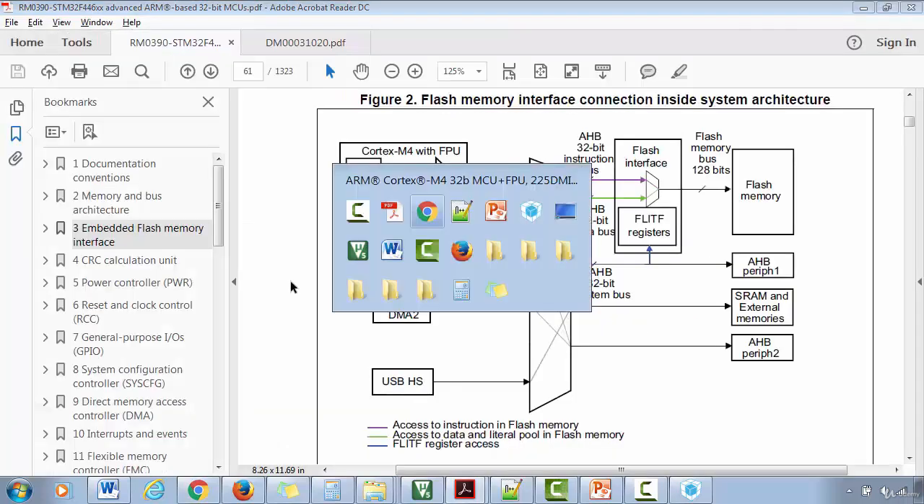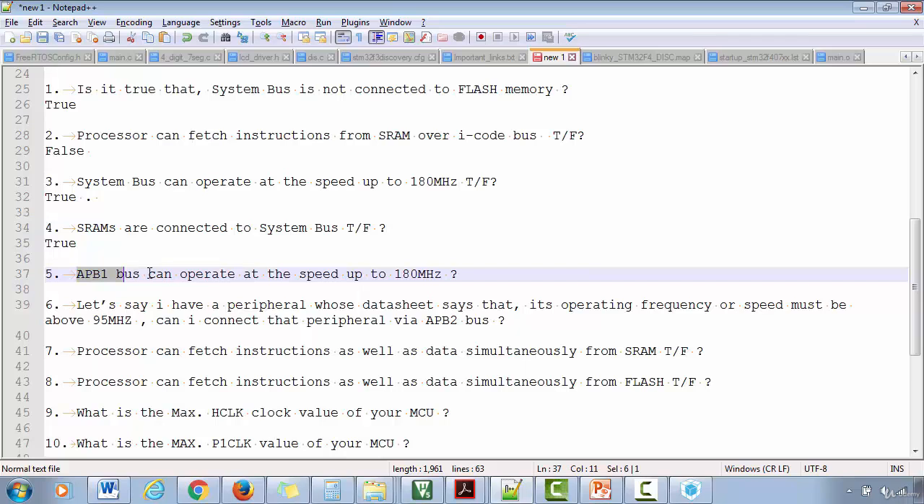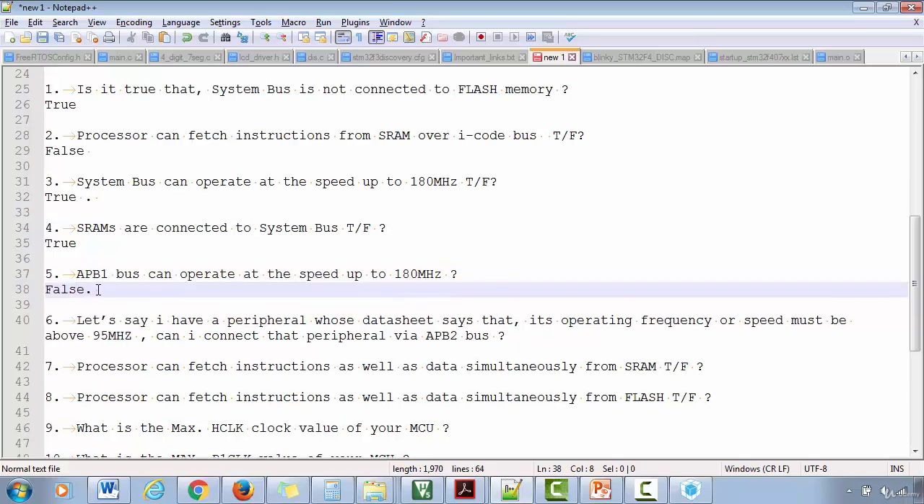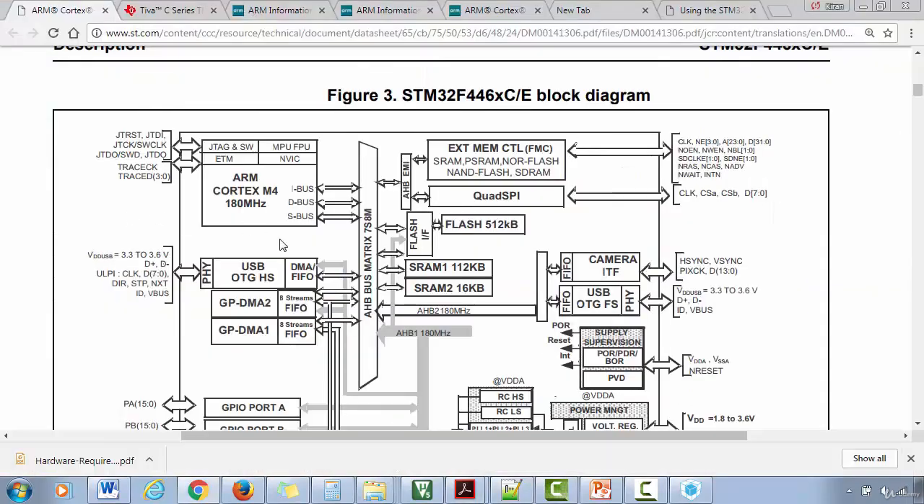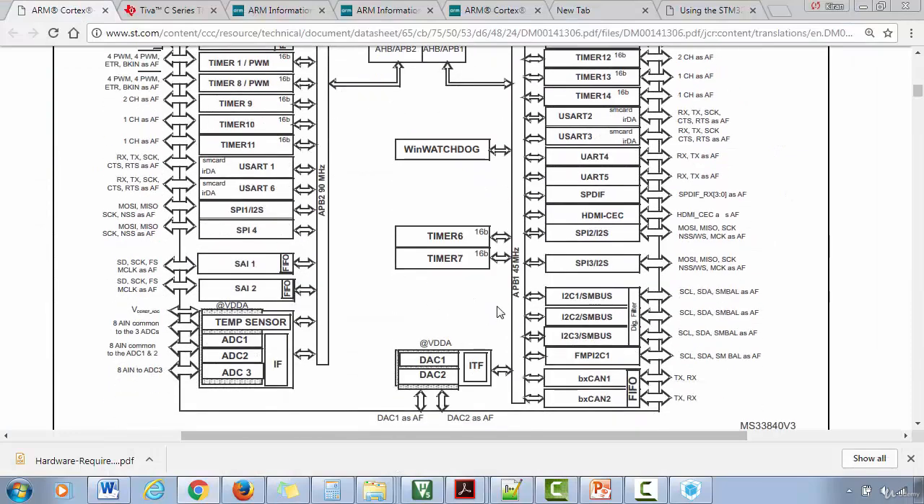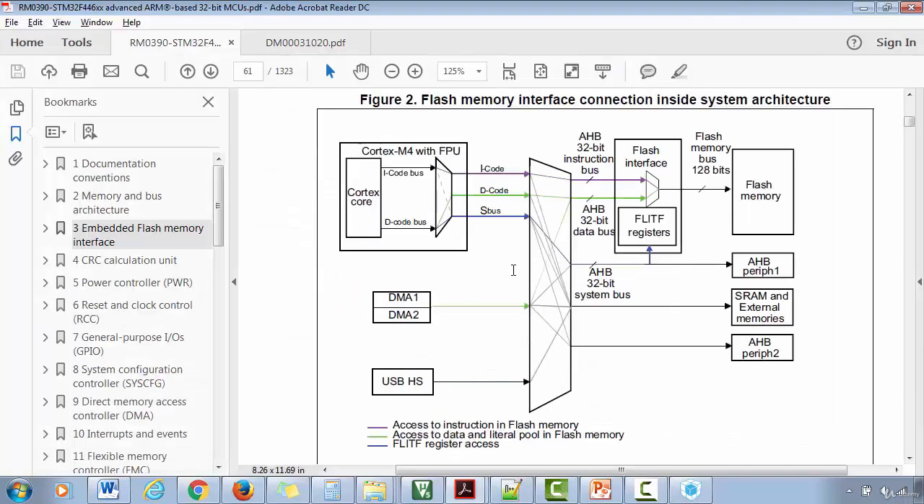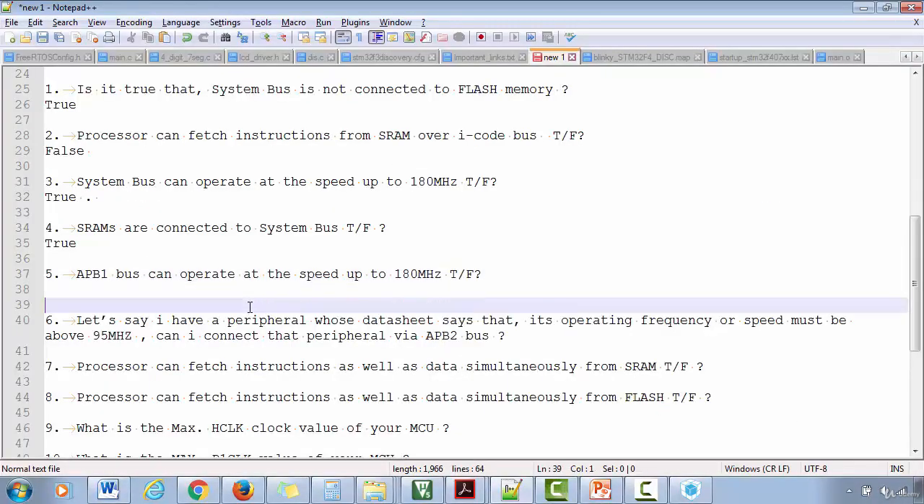So now the next question. The APB1 bus can operate at a speed of up to 180 megahertz. What's your answer for this? Can the APB1 bus operate at 180 megahertz? That's not true, I think, because the APB1 bus, as mentioned here, can only run up to 45 megahertz. So this is false.